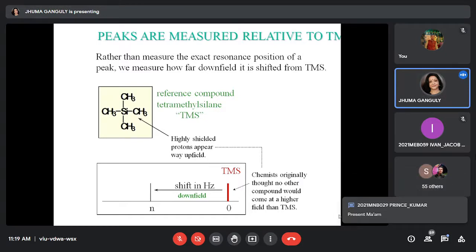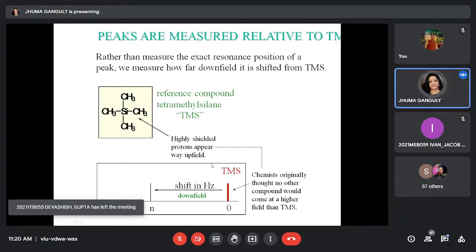So what is its name? TMS, tetramethylsilane. And the structure is here, silicon, and there is a 4-methyl group. Now this 4-methyl group I mentioned here is highly shielded. Last class I mentioned the shielded and deshielded.